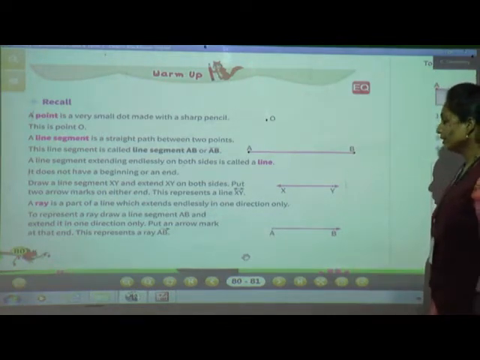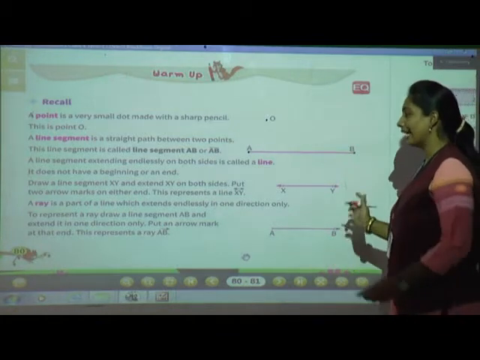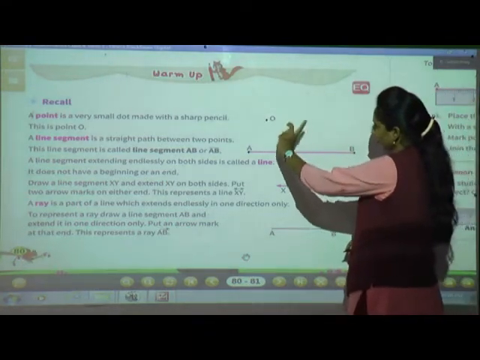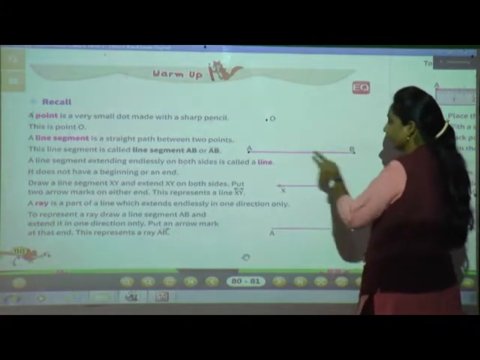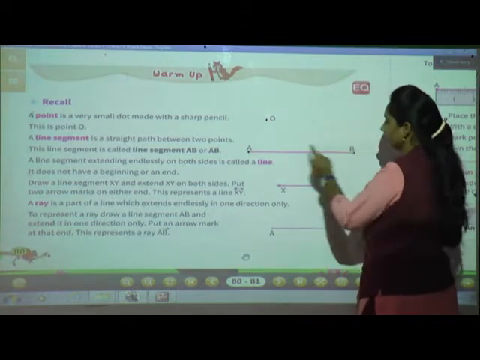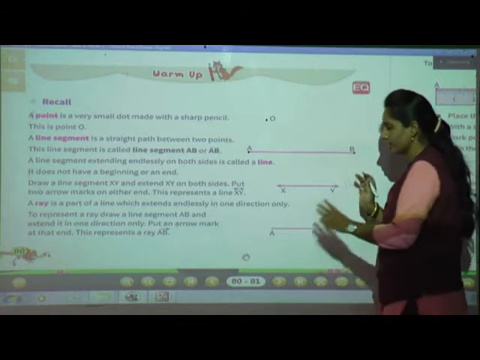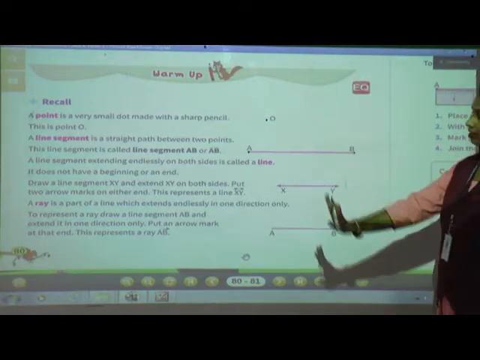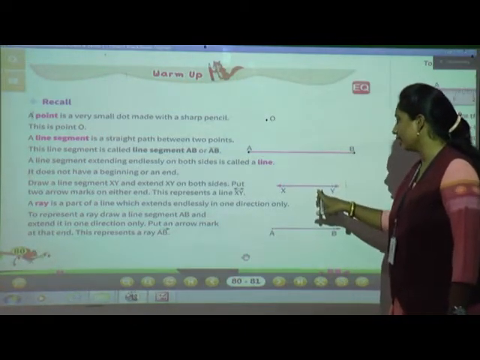Okay. Now what about a ray? A ray is a part of a line which extends endlessly in one direction only. See, it's just a point, we have given the point the name O. This is a line segment. A line segment has a beginning and an end. Here we have stopped. But in the line there is no beginning and no end because of these two arrows. It goes on, meaning there is no end. Okay, understood? Point, line segment and line.